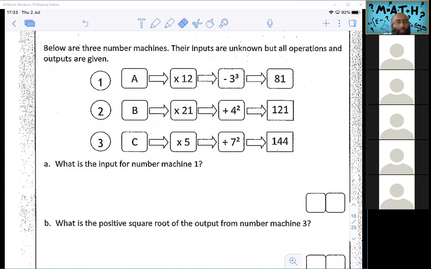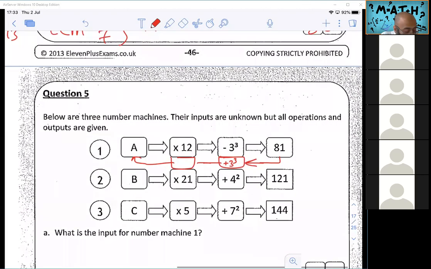So how do we work out the input? What do we do to the machine? I think you have to do everything in reverse. Absolutely, yeah. Okay, what's the opposite of minusing 3 cubed? Minusing is adding. What's the opposite of timesing by 12? Dividing by 12. Absolutely. What question are we on? Question number 5.